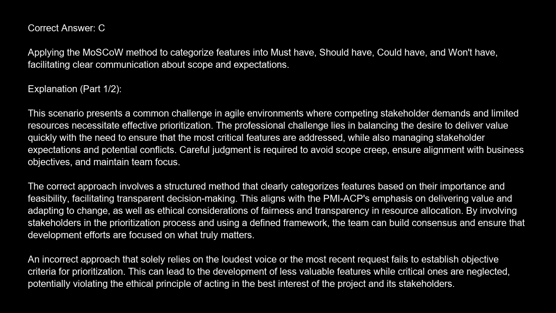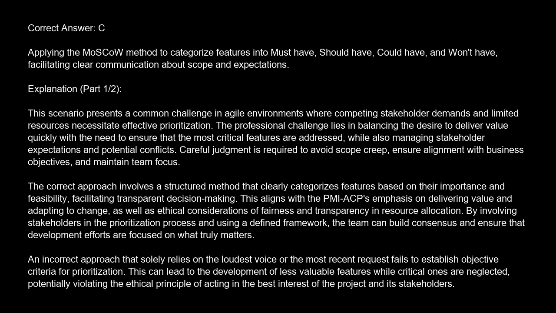Explanation. This scenario presents a common challenge in Agile environments where competing stakeholder demands and limited resources necessitate effective prioritization. The professional challenge lies in balancing the desire to deliver value quickly with the need to ensure that the most critical features are addressed, while also managing stakeholder expectations and potential conflicts. Careful judgment is required to avoid scope creep, ensure alignment with business objectives, and maintain team focus.